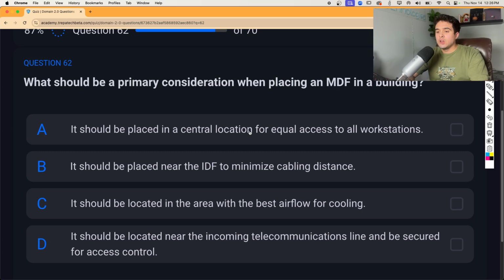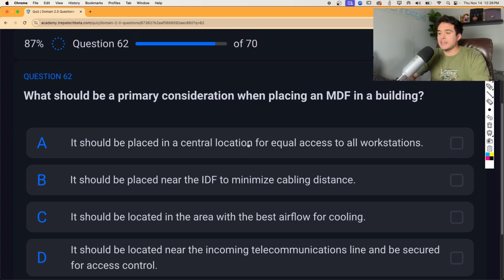Question 62. What should be a primary consideration when placing an MDF in a building?